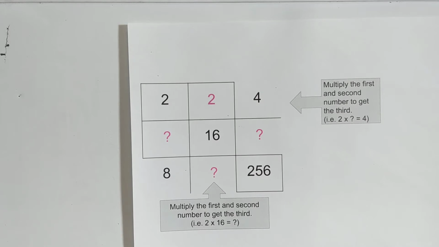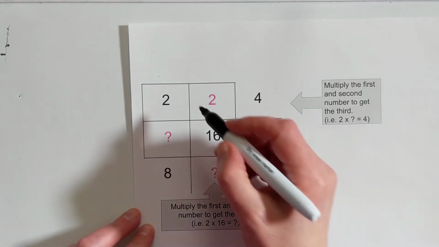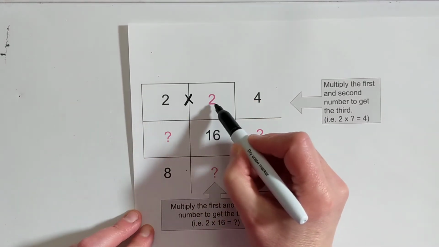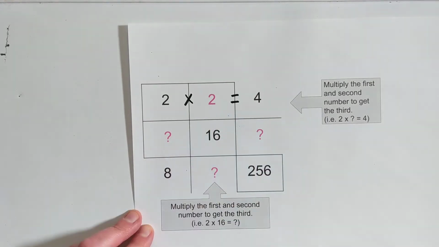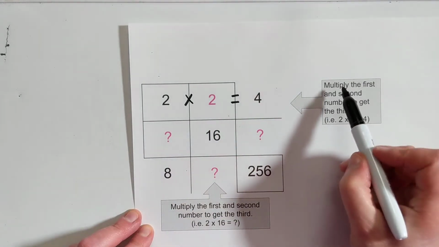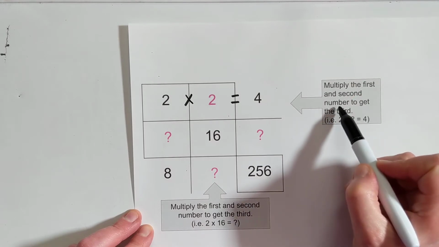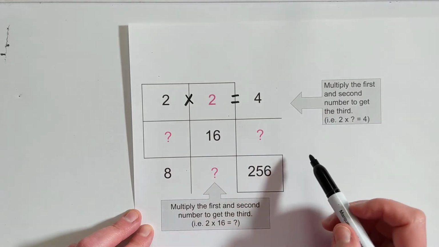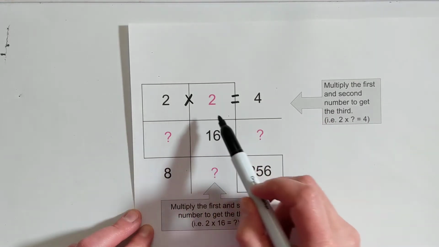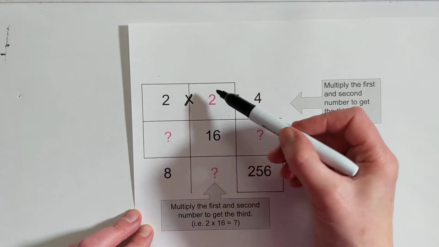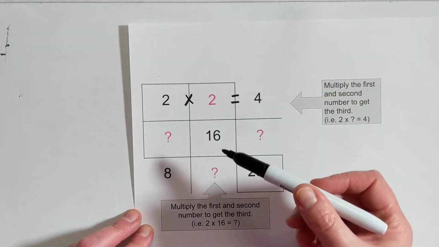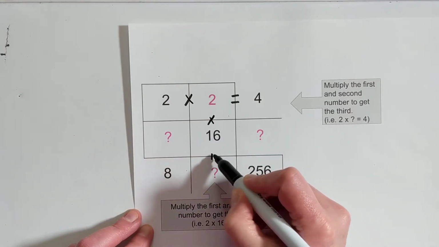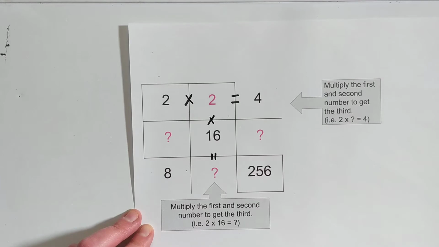And how these work is basically, you're going to multiply, you want these two numbers to multiply to give you this solution. So I wrote it here: multiply the first and second number to get the third. So that's the relationship that goes on here. And then it also is true this way. So 2 times 16 is equal to that.